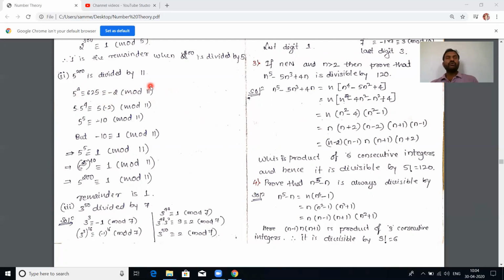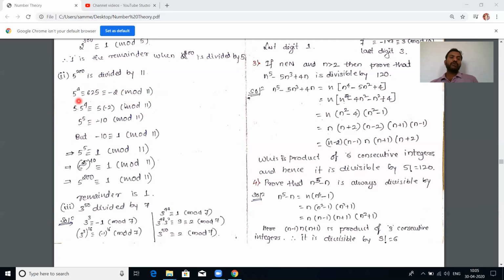125 is congruent to 4 mod 11 again. So I will take 5 raised to 4. 5 raised to 4 is equal to 625. If you divide 625 by 11, you are getting remainder 9. 9 means you can write minus 2. So 5 raised to 4 is congruent to minus 2 mod 11.